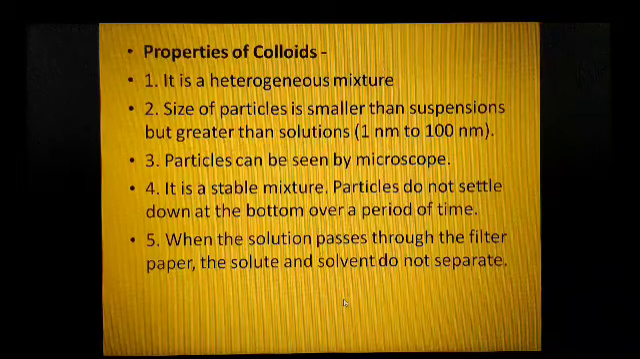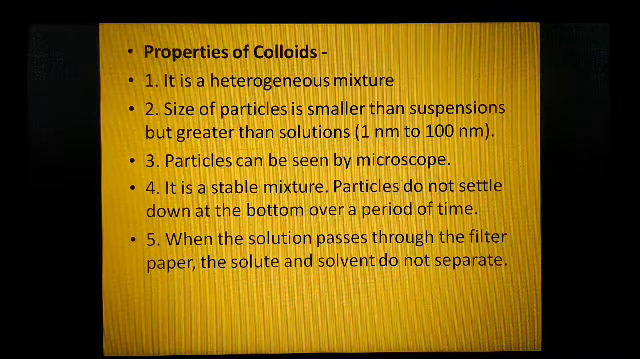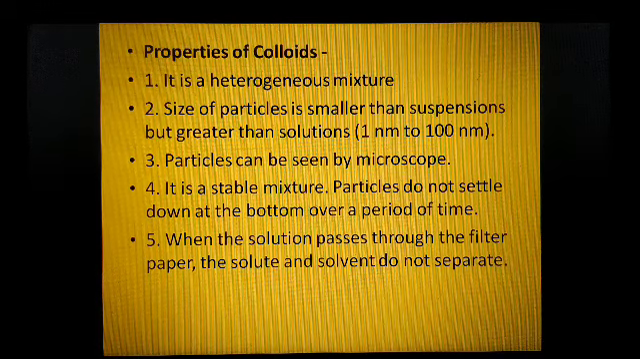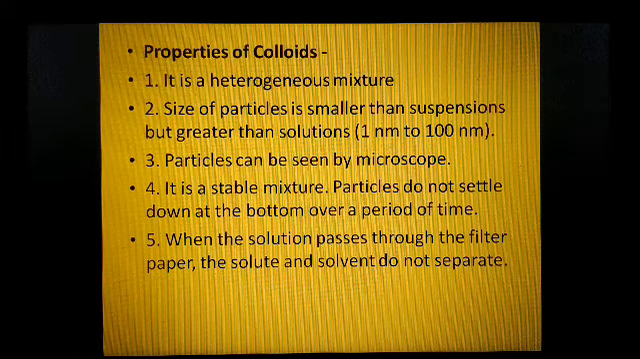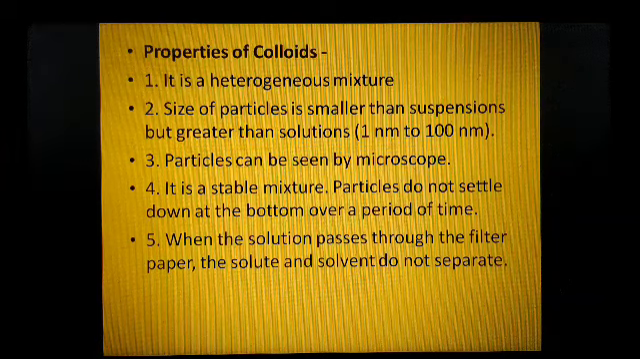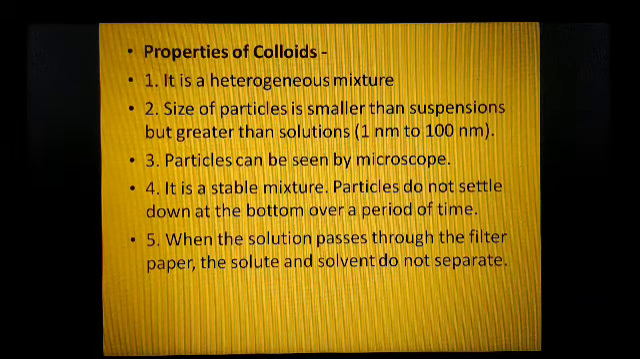Now let's discuss the different properties of a colloid. First point, it's a heterogeneous mixture. Again, that means the constituent particles are non-uniformly distributed, although they are very small and not visible to our naked eyes. And second point, the size of the particle is smaller than a suspension but greater than a solution. That is, it ranges between 1 nanometer to 100 nanometers. And third point, particles can be seen by a microscope, but they are not visible to our naked eyes.